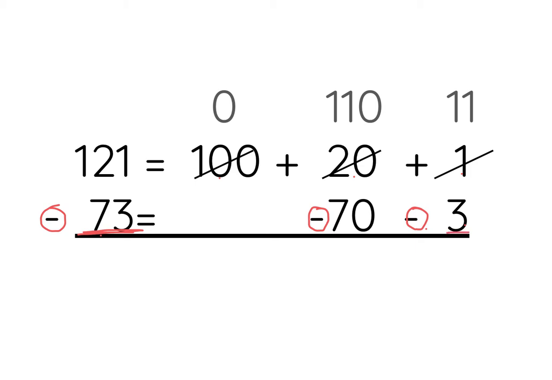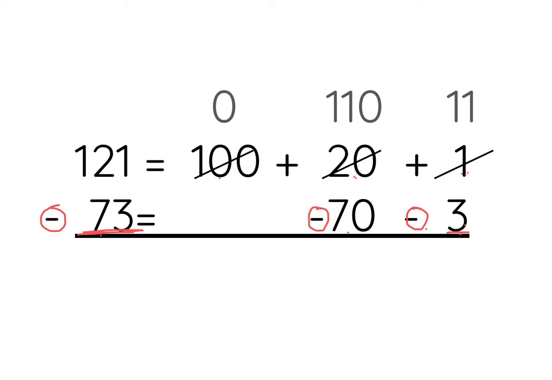Notice we have the bigger value on the bottom. 3 is greater than 1. 70 is greater than 20. If we subtracted, we would actually get into negative numbers, so we're not going to do that today. We're actually going to regroup or rename numbers from the tens and hundreds column.